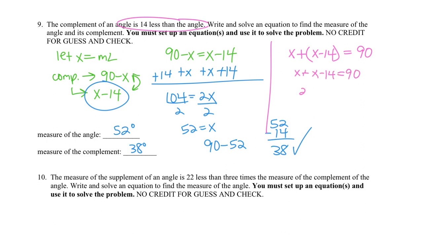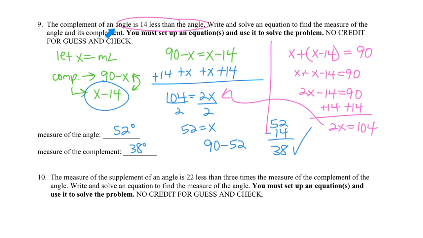And then look what happens when you solve it. You get 2x minus 14 equals 90. Add 14 to both sides, and you get 2x equals 104. I've seen that before right here. So you get the same answer. It's just a little different way of setting it up initially. So I don't care which way you do it. They're both going to work. You finish solving and get the complement the same way.